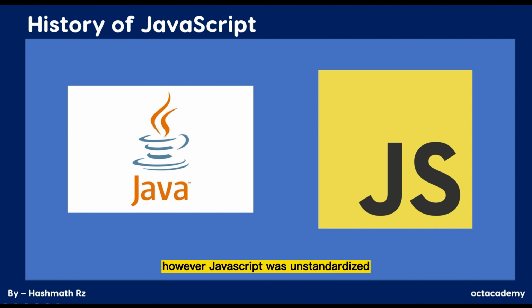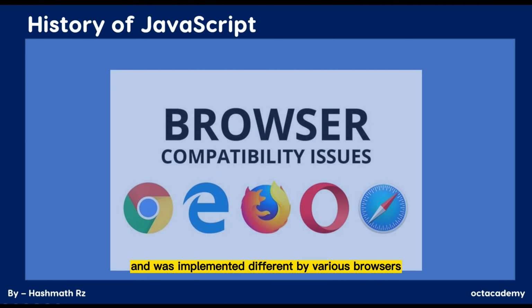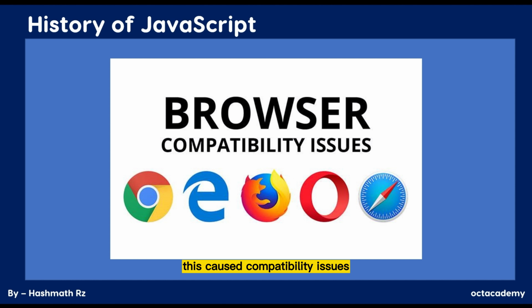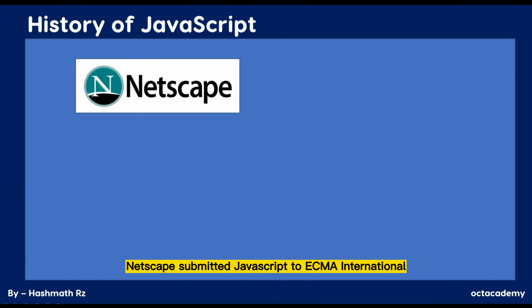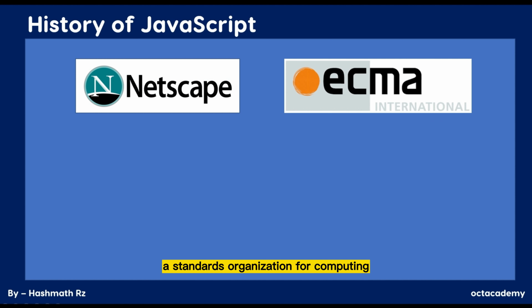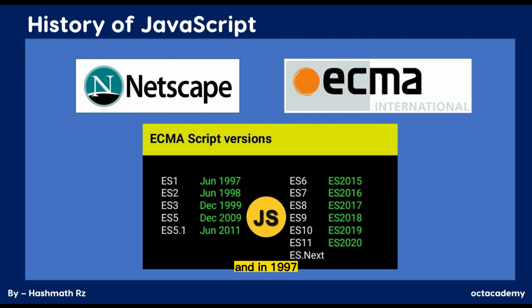However, JavaScript wasn't standardized and was implemented differently by various browsers. This caused compatibility issues, making it difficult for developers to write JavaScript code that would work across different browsers. To address this problem, Netscape submitted JavaScript to ECMA International, a standards organization for computing. ECMA International created a committee to standardize the JavaScript language, and in 1997, they released the first version of the ECMAScript standard, which was based on JavaScript.